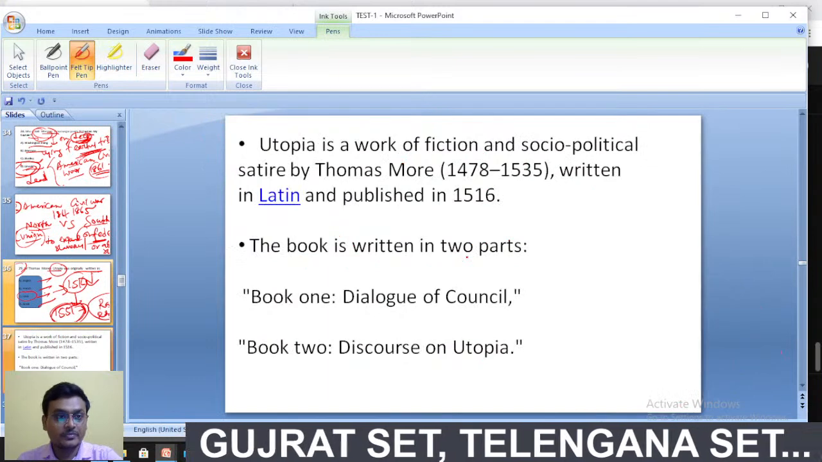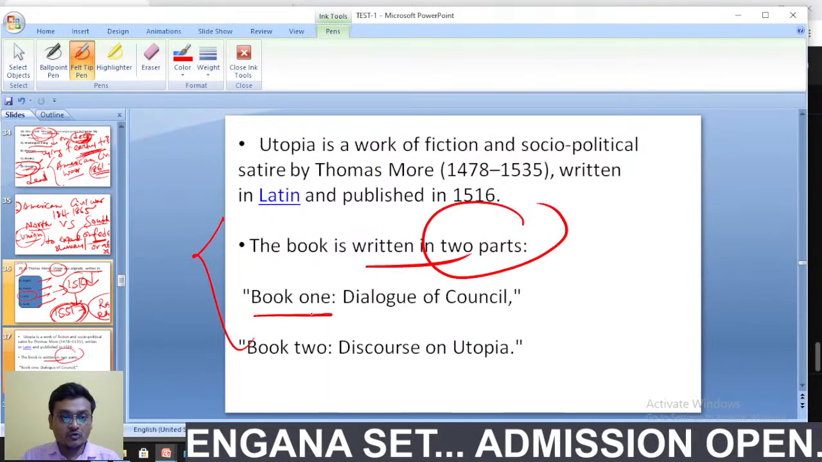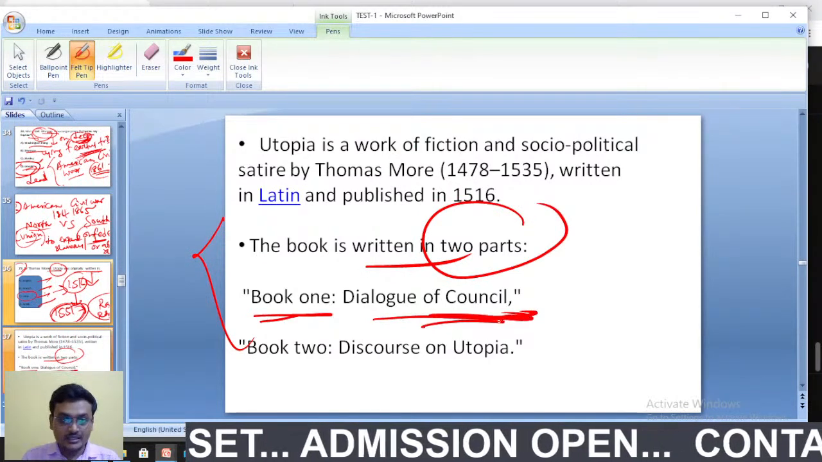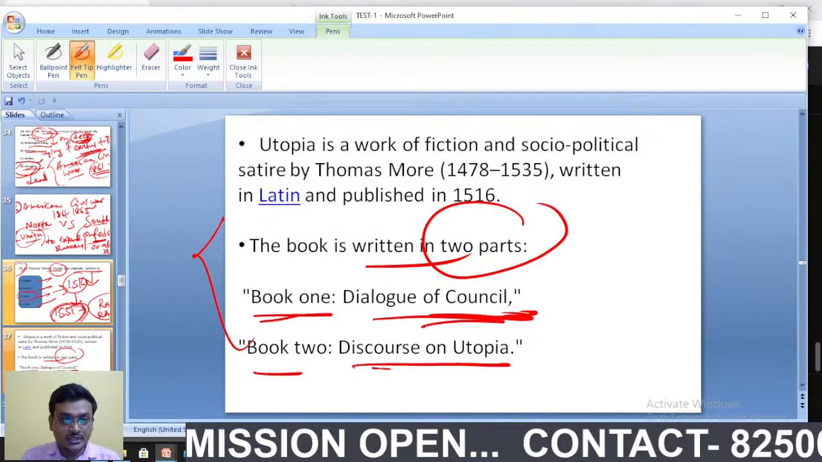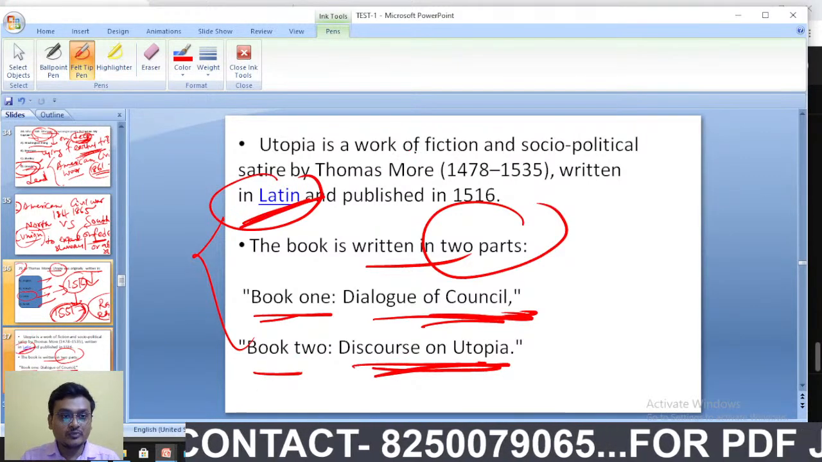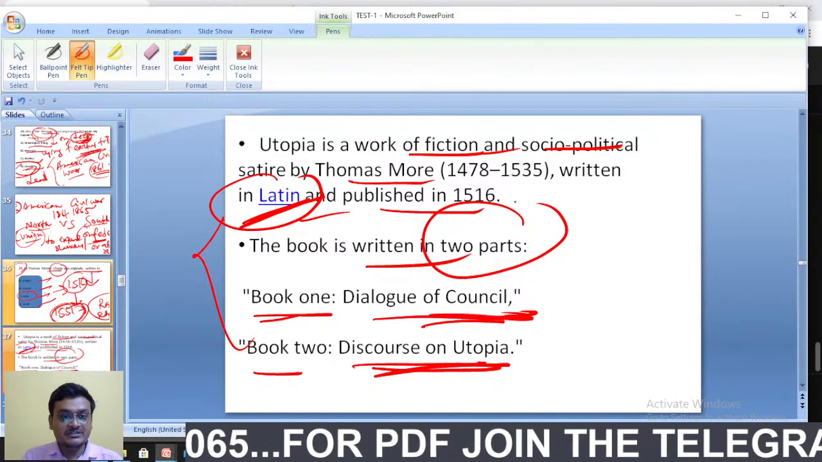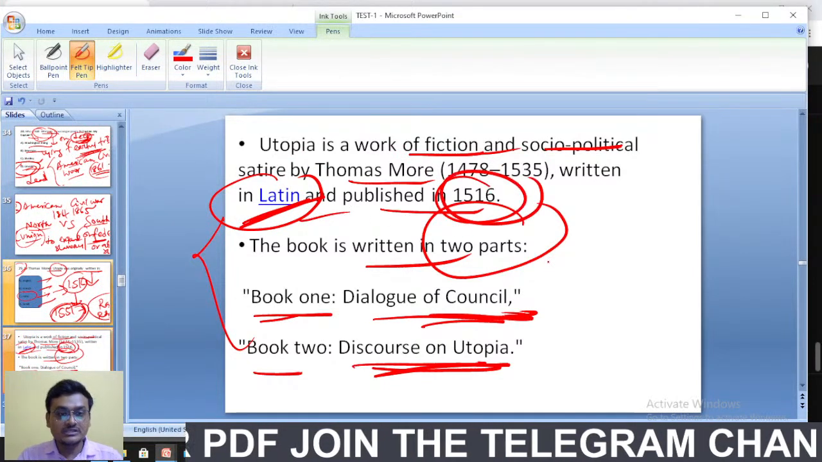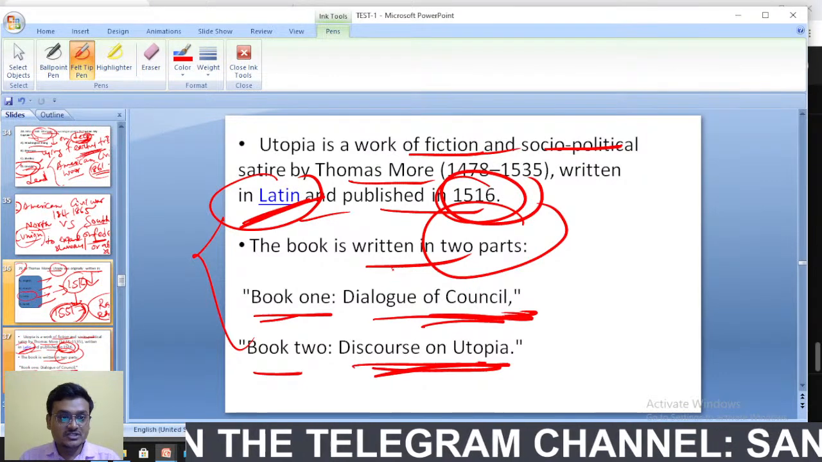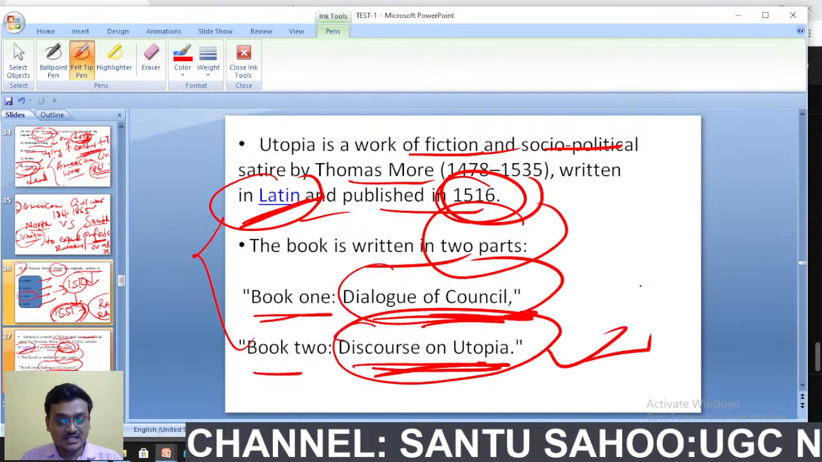Next question. You see that the book has two parts. Remember, Book One is Dialogue of Counsel. Book Two is Discourse on Utopia. It was first written in Latin. So Utopia is a work of fiction and socio-political satire by Thomas More, written in Latin and published in 1516. The book has two parts: one is Dialogue of Counsel, another is Discourse on Utopia.